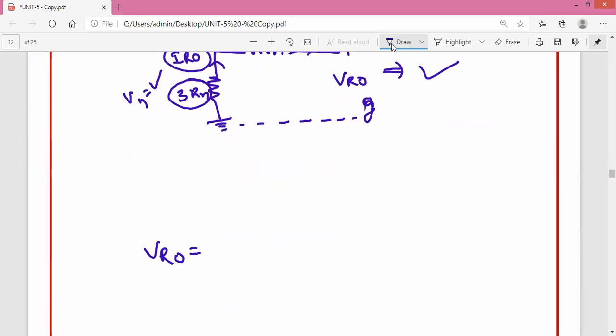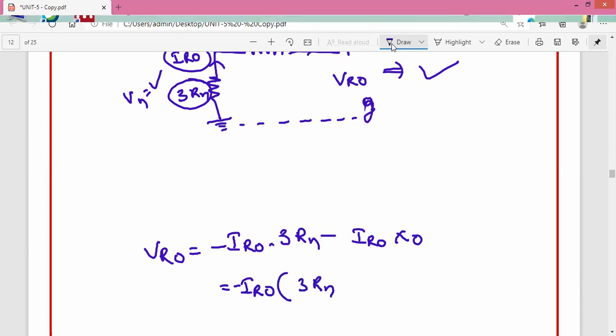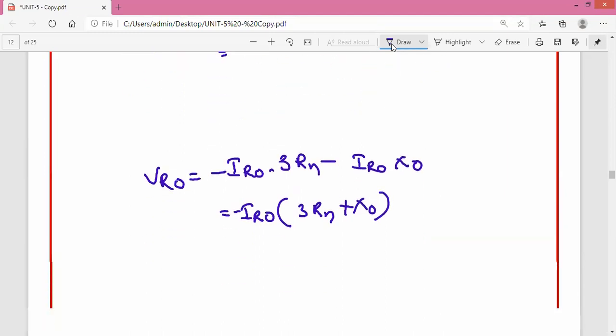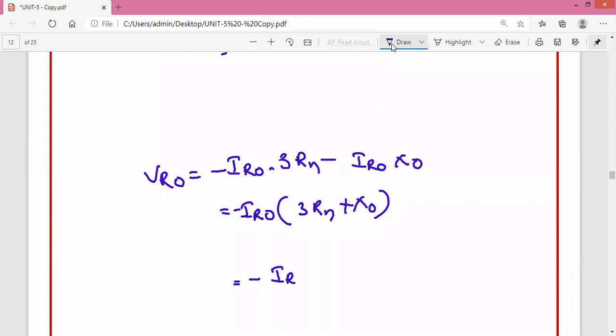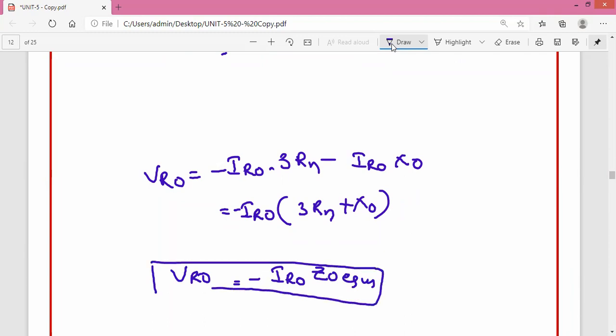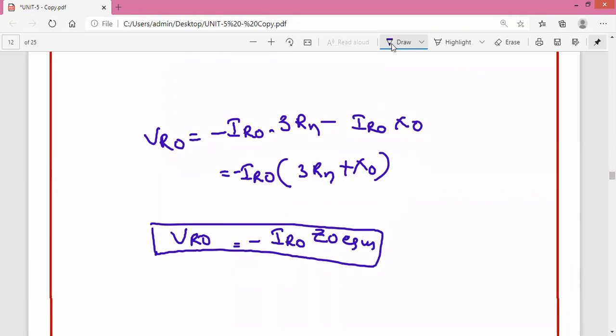VR naught is equal to minus IR naught into 3 times of Rn, minus IR naught into X naught. So I'm taking common IR naught, 3Rn plus X naught, right? So this is minus IR naught into Z naught, equivalent impedance of zero sequence component. So very, very important from the GATE point of view.